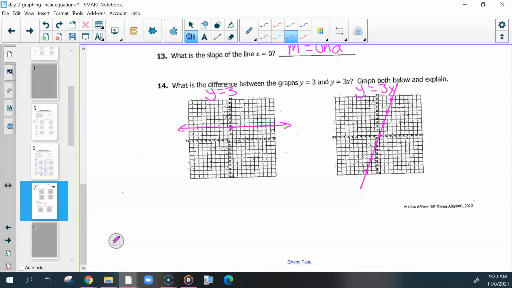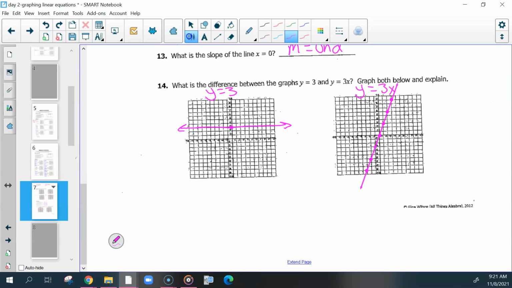Do they both have an x and a y intercept? No. They both have a y intercept, but they both don't have an x intercept. This one has an x intercept. This one does not. If this were x equals 3, they would both have an x-intercept, but not a y-intercept. So those are some differences to think about when you are graphing those.